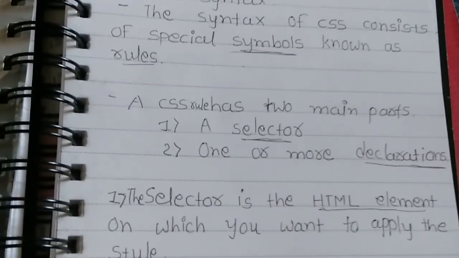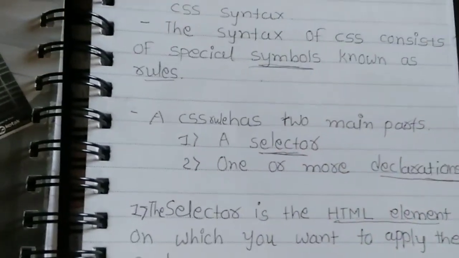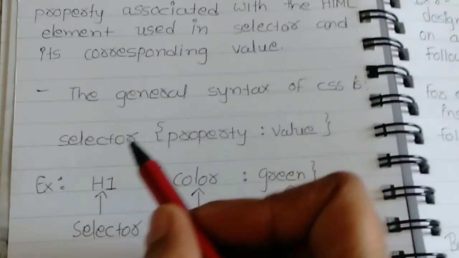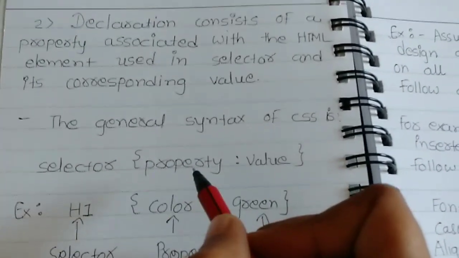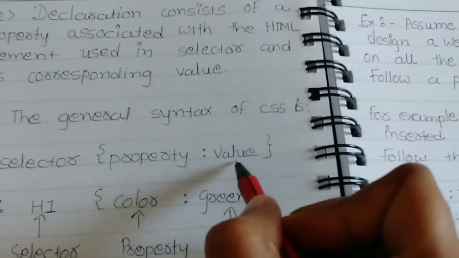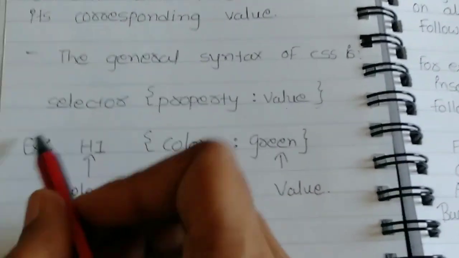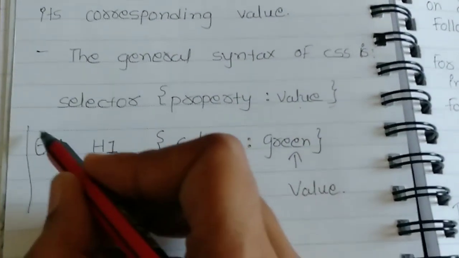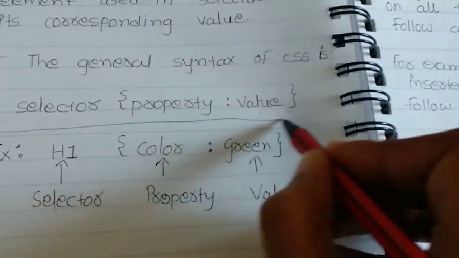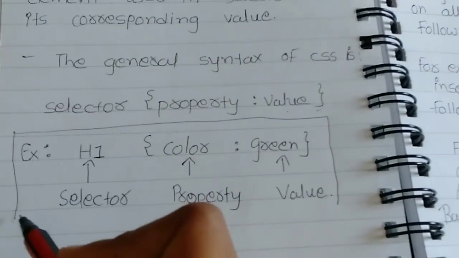How can you write selector? We are moving forward. How can you write your CSS? You can write your CSS syntax like this: selector, curly bracket, property, colon, value, curly bracket over. Can you see an example of CSS? It is known as CSS. Can you see it? This is the example of CSS.